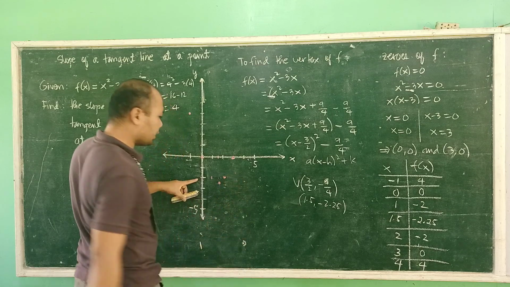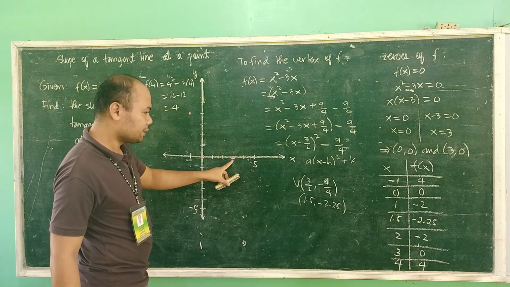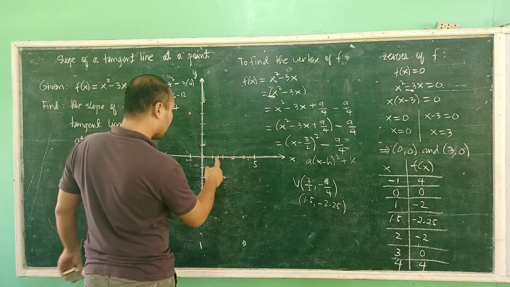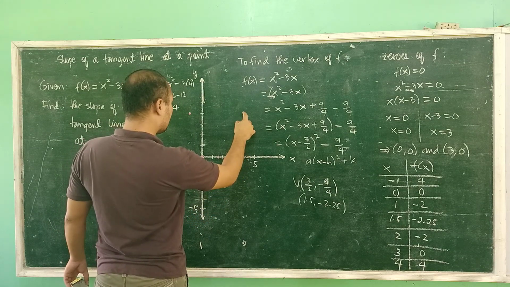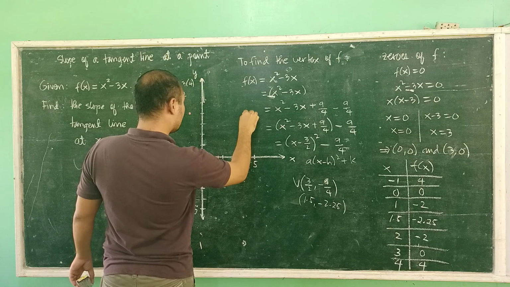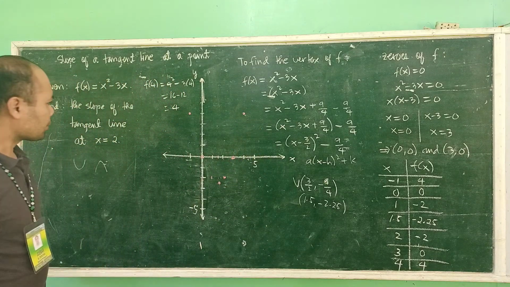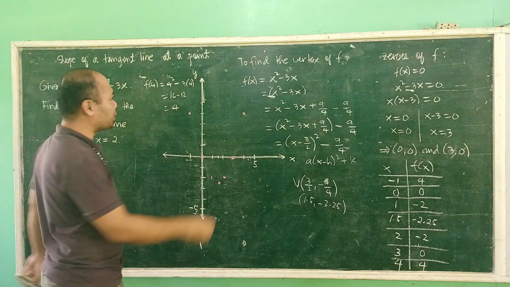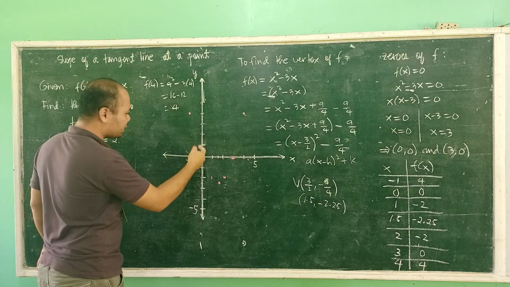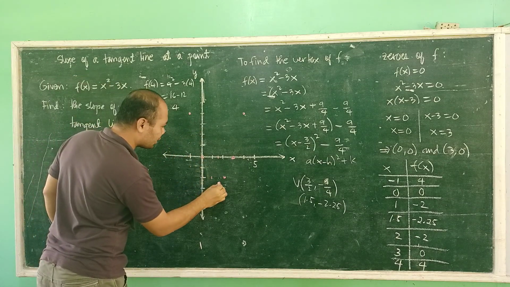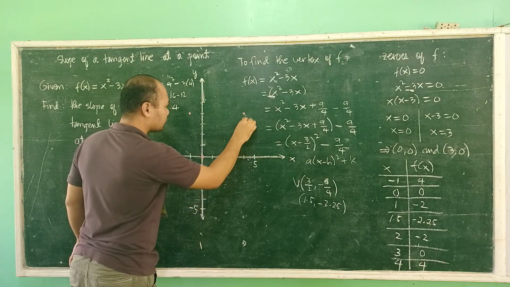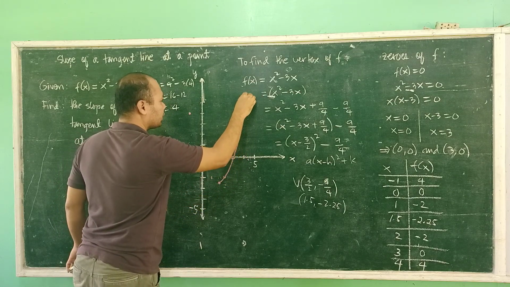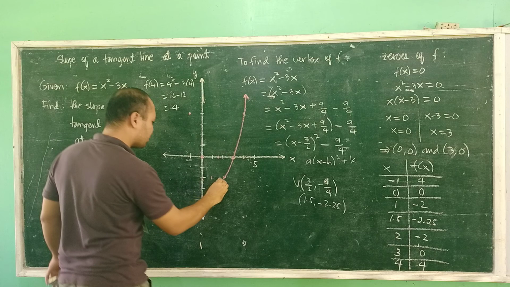Here, and then this is the root. Then 4, 4: 1, 2, 3, 4, somewhere here. So we have here some points. Of course, we know that there are still points in between, so we connect the points.